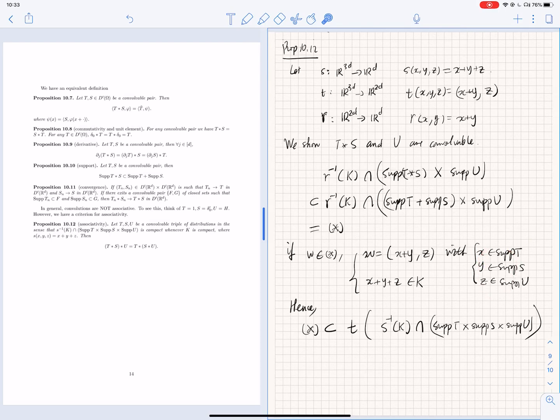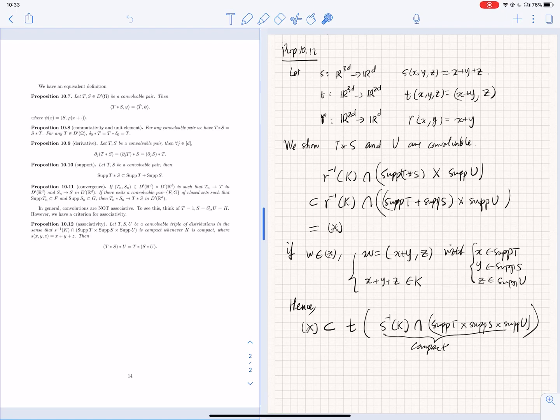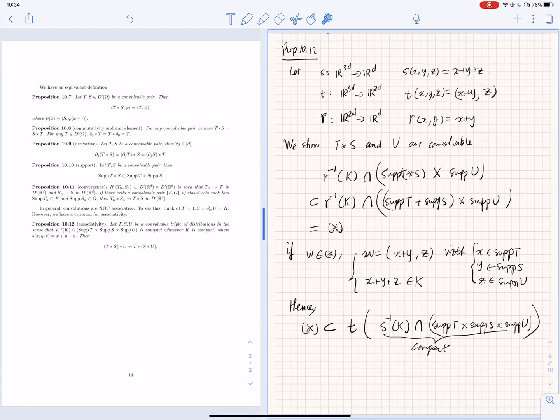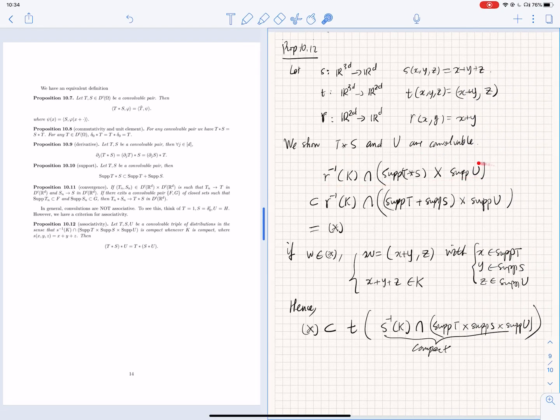Okay, so this is good because this guy is compact according to the convolvability condition that we have in here, right? This is compact, and since T is a continuous map, the right-hand side, the whole thing, is also compact. And this is what we want to show. We want to show this guy is compact. We show that this is included in this guy, which is compact.